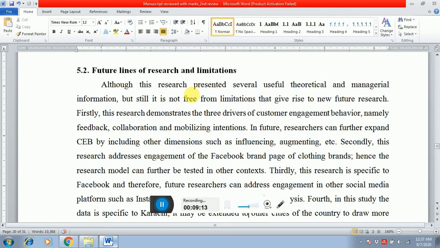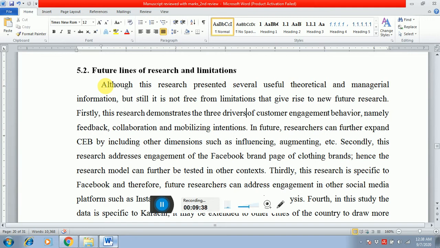The last part is future lines of research and limitations. Limitations mean what is not covered in your study, and it will become a future area of research for future researchers. So you have to write like this: although this research presented several useful theoretical and managerial insights, it is still not free from limitations that give rise to new future research.